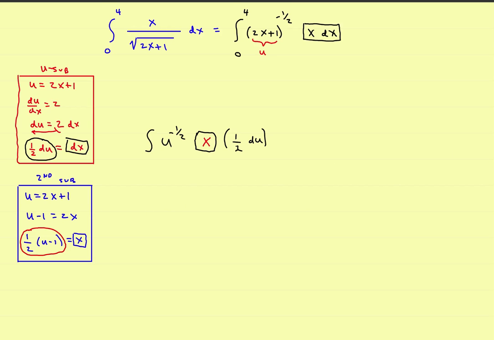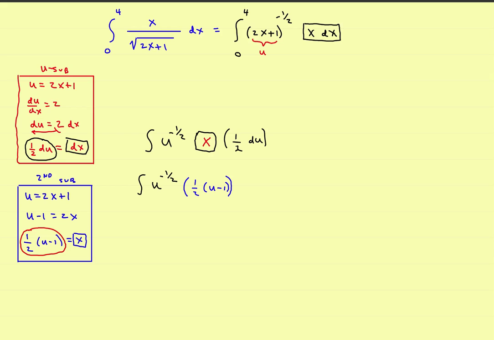So what that's going to do is to replace this. It will become the integral, and again from 0 to 4, of U to the negative 1/2, and in place of x, put what x is equal to. So I think I'll do it in blue where it kind of stands out. So this will become 1/2 of U minus 1.